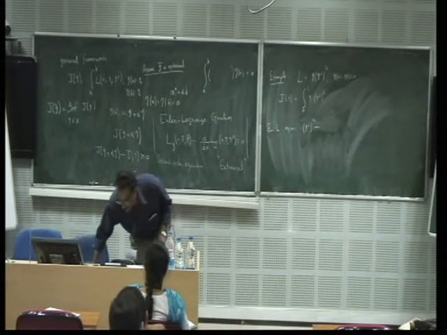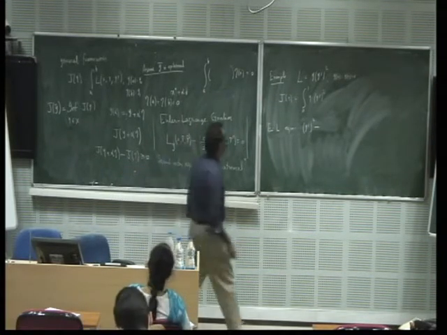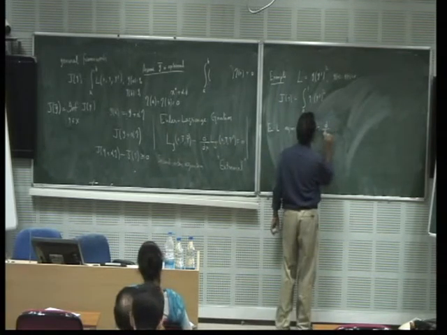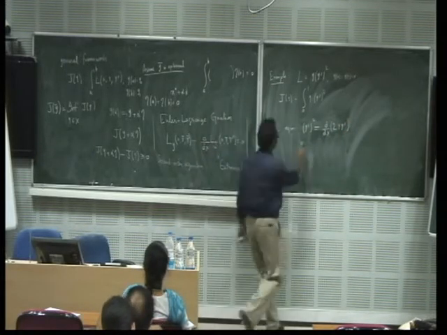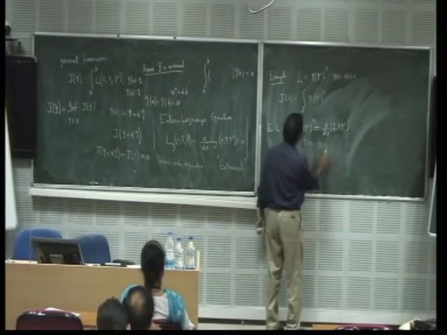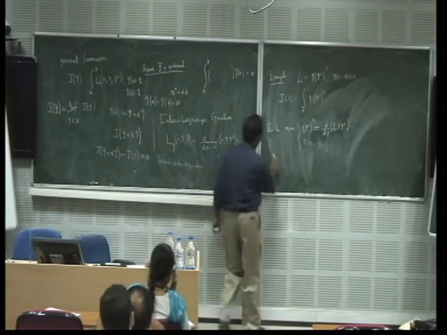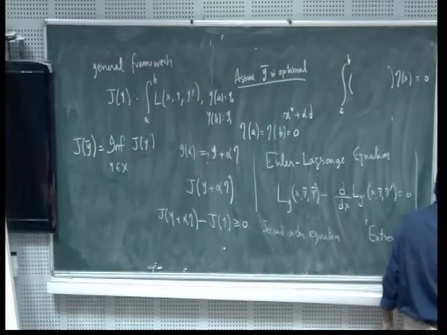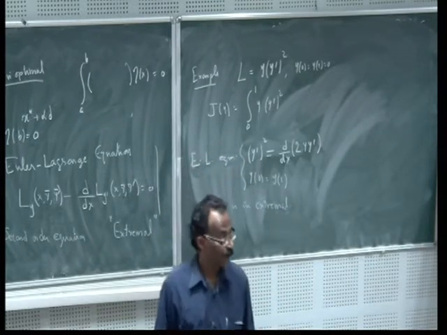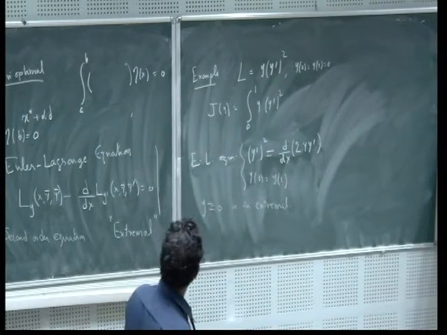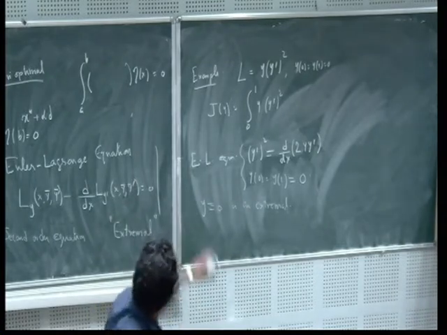What do we get? Y prime, d by dx of 2y y prime, yes, what I said is correct, with y at 0 equal to y1. Now you see y identically 0 is a solution to this. Y identically 0 is an extremum. Y is constant. Y equals 0.